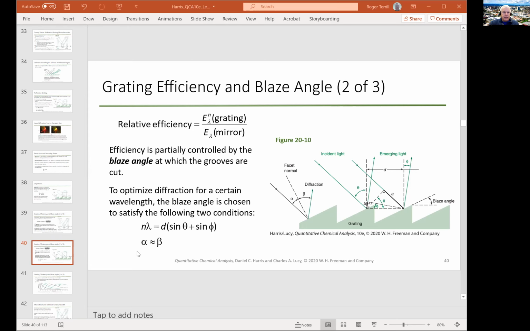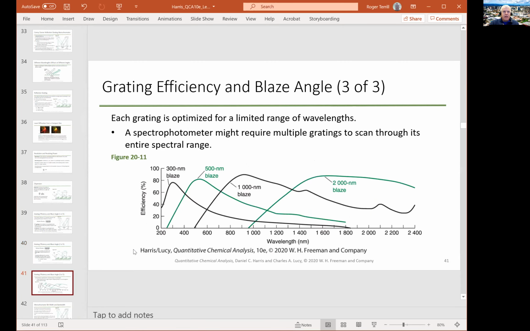These are the two equations that govern the grating. It's n lambda equals d (sine i plus sine r), right? Incident and refracted angles, and alpha equals beta, the blaze angle. These are just approximate, of course, because you can't satisfy this and this simultaneously. But when you get close, then you get something that looks more like this.